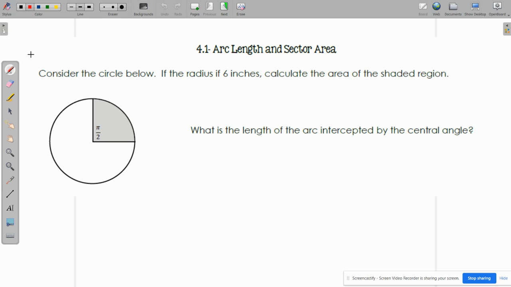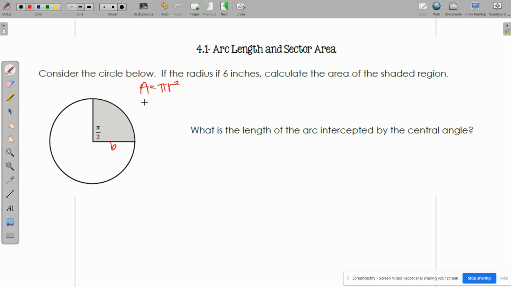We're going to take a look at arc length and sector area. Consider the circle below. If the radius is 6 inches, calculate the area of the shaded region. So the radius is 6 inches. We know that the area of a circle has the formula pi r squared.